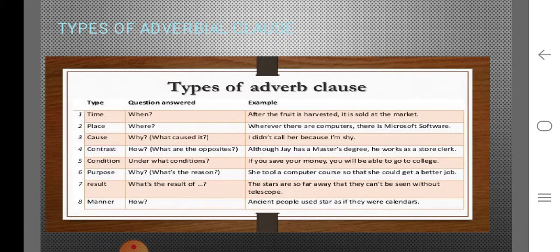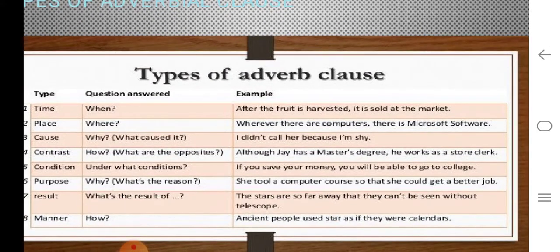Now, what are the types of adverbial clause? Here I am just explaining this, though we are not going to do any exercise based on it. But as you are doing adverbial clauses, you should have an understanding of adverbial clauses in complete. So here we have different adverbial clauses like adverbial clauses of time, place, cause, contrast, condition, purpose, result and manner. When we talk about time, it answers the question when.